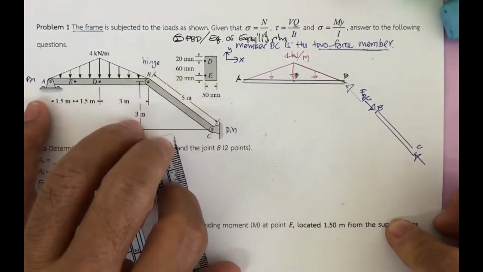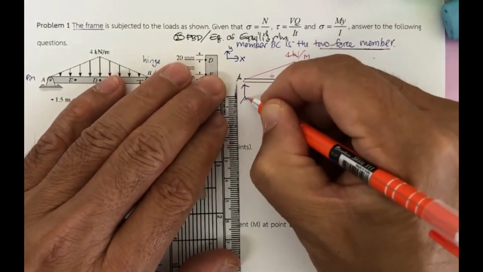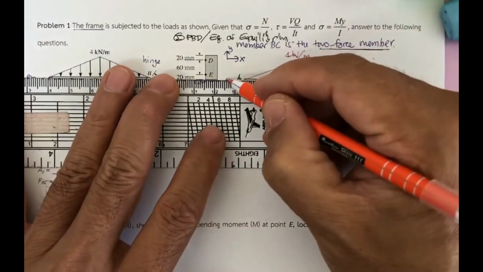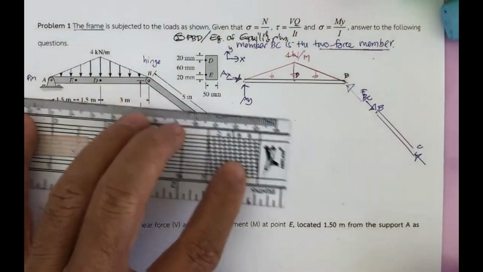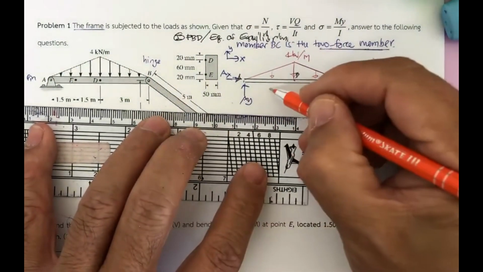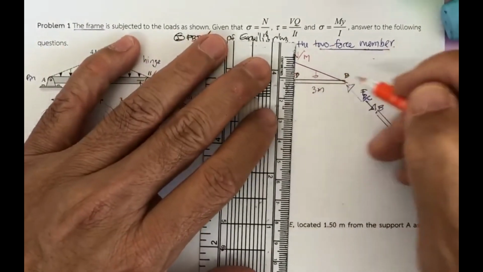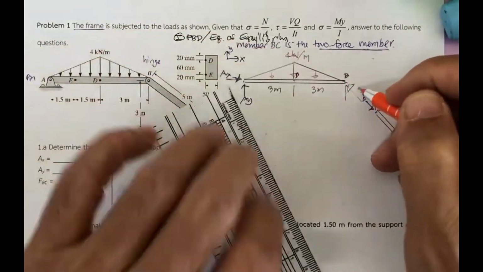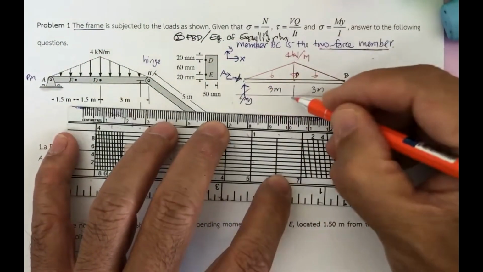The A is the pin. So the force at A is supposed to be A sub Y in this direction, and in this direction is going to be A sub X. And then the distance, this is going to be 3 meter, this is going to be 3 meter. So according to this, we will have the length like this.